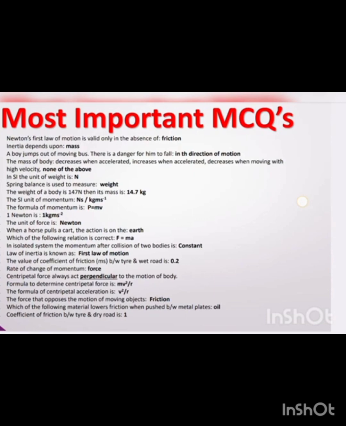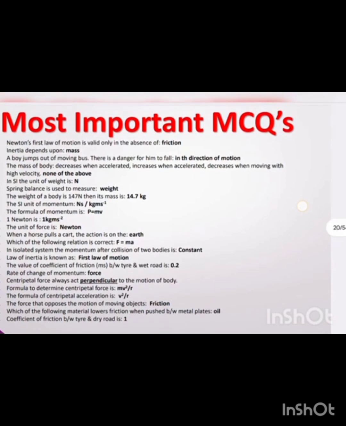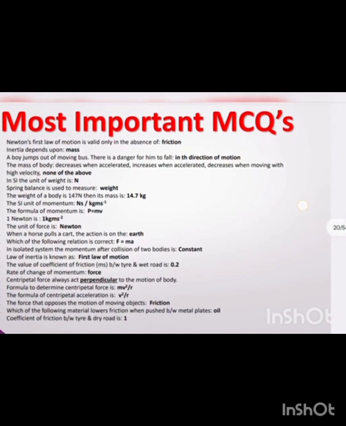The unit of force is Newton. When a horse pulls a cart, the action is on the earth. Which of the following relations is correct? F is equal to ma. In an isolated system, the momentum after collision of two bodies is constant. Law of inertia is known as first law of motion. The value of the coefficient of friction between tire and wet road is 0.2. Rate of change of momentum is force.